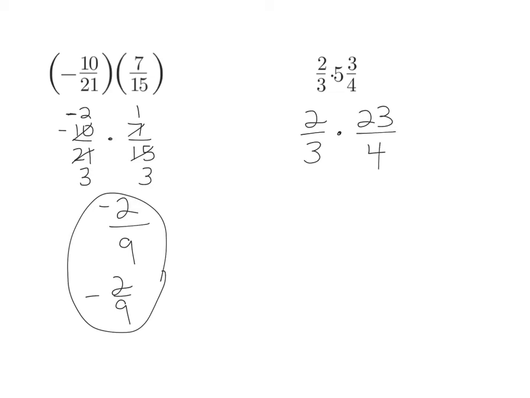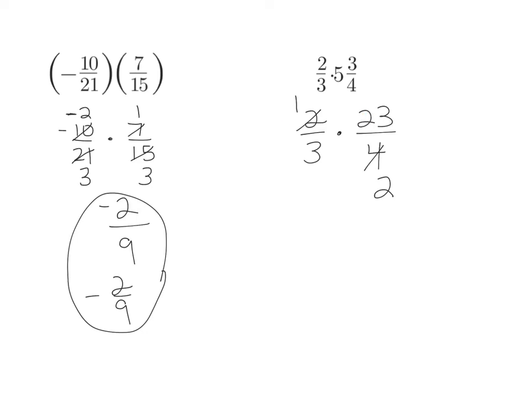Now from here, I can multiply straight across and then reduce, but I want you to practice cross-canceling. So looking diagonally, 2 and 4, both 2 and 4 are divisible by 2. So I can cross that out to give me 2 divided by 2 is 1, 4 divided by 2 is 2. Now looking at the other way, 3 and 23, both 3 and 23 are prime numbers, and nothing goes into either one of these. So we can't cross cancel here. So those numbers just stay the same. So then we multiply straight across.